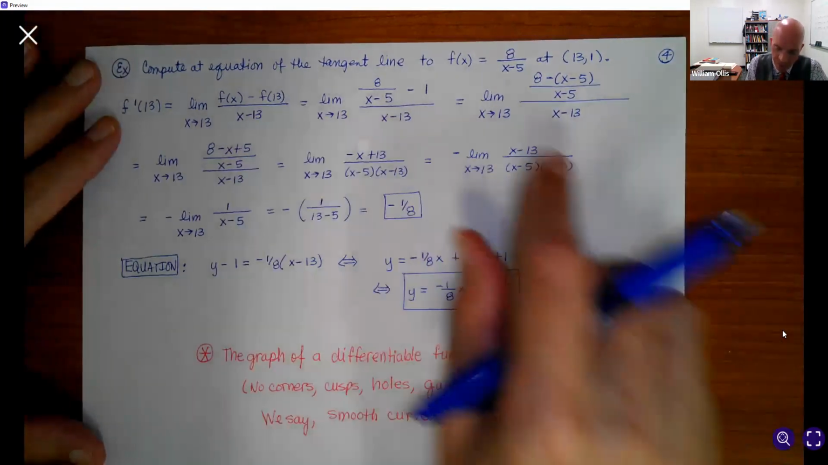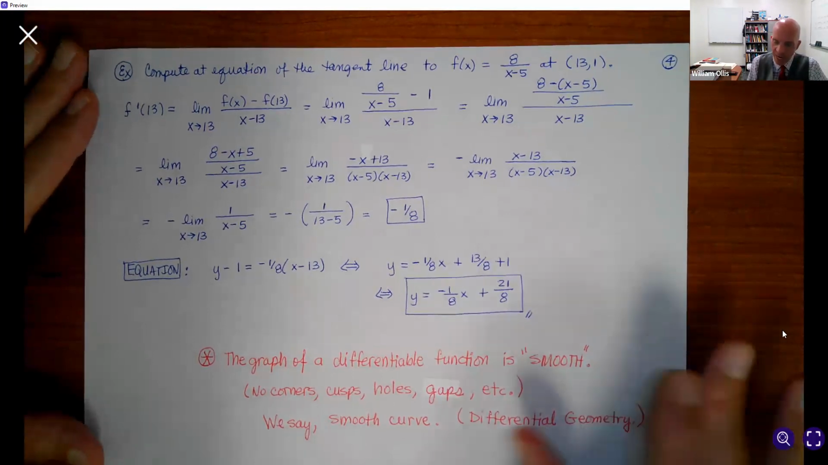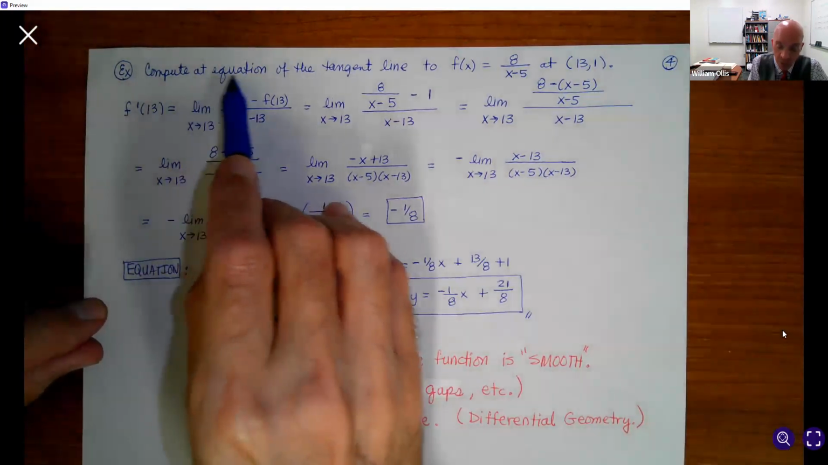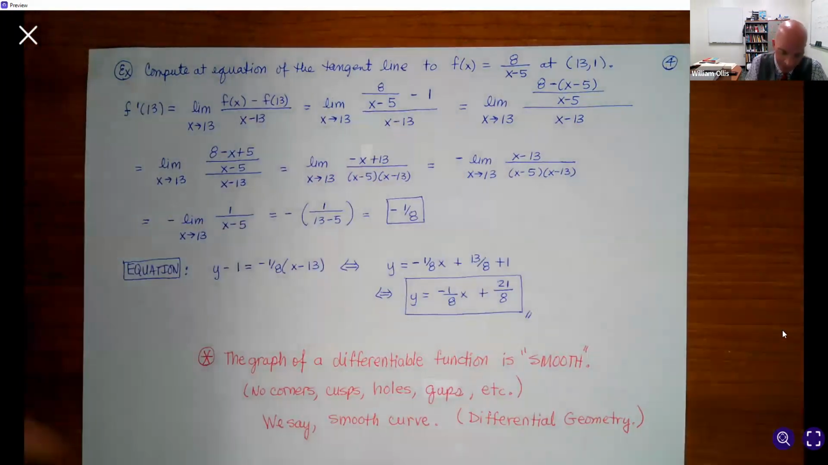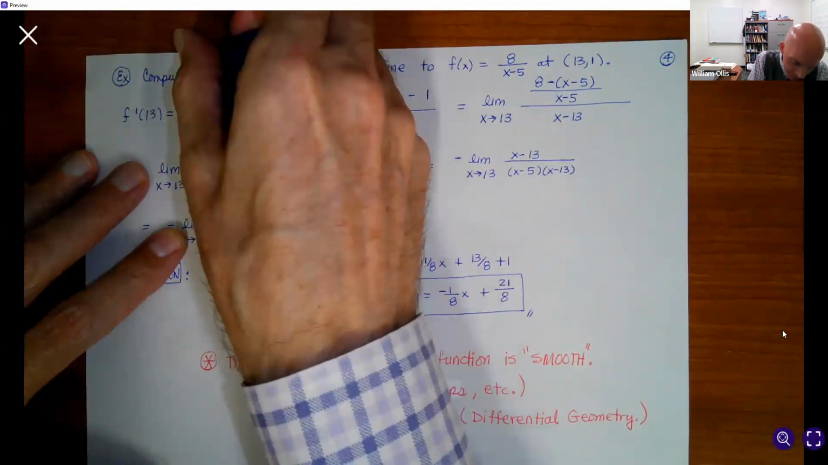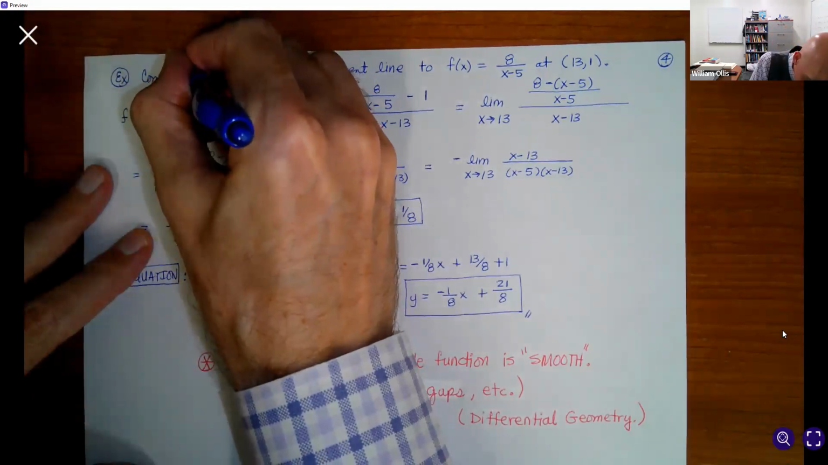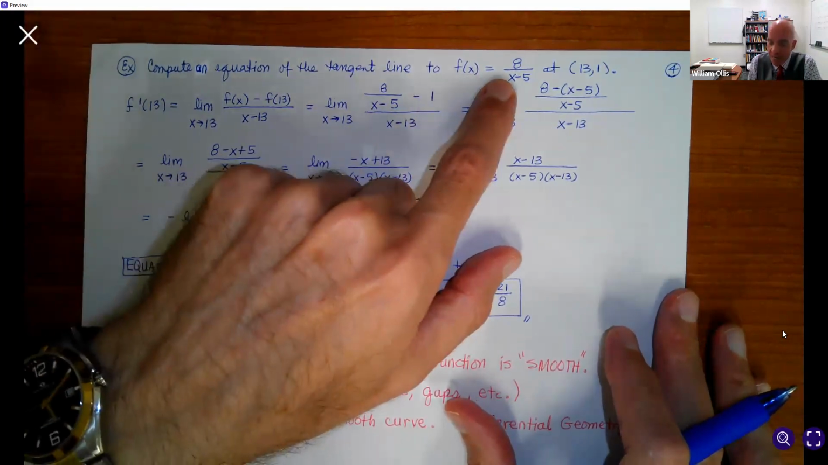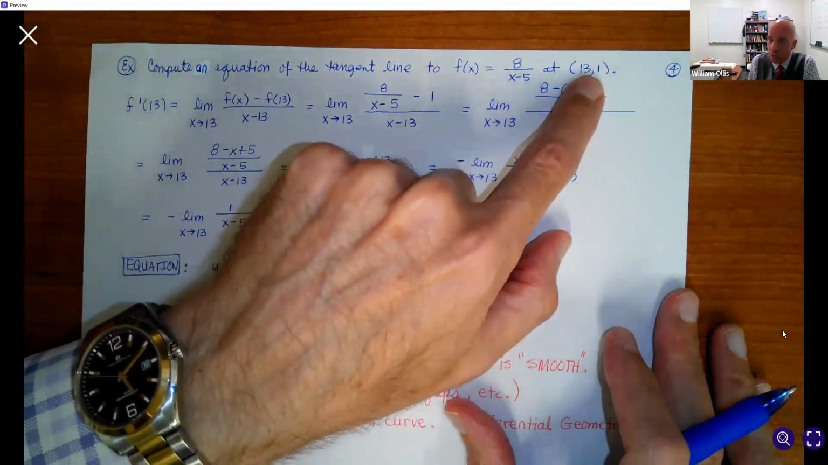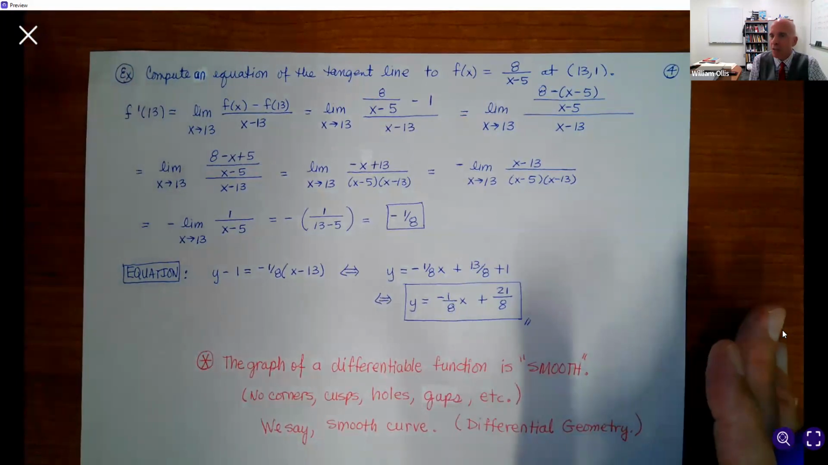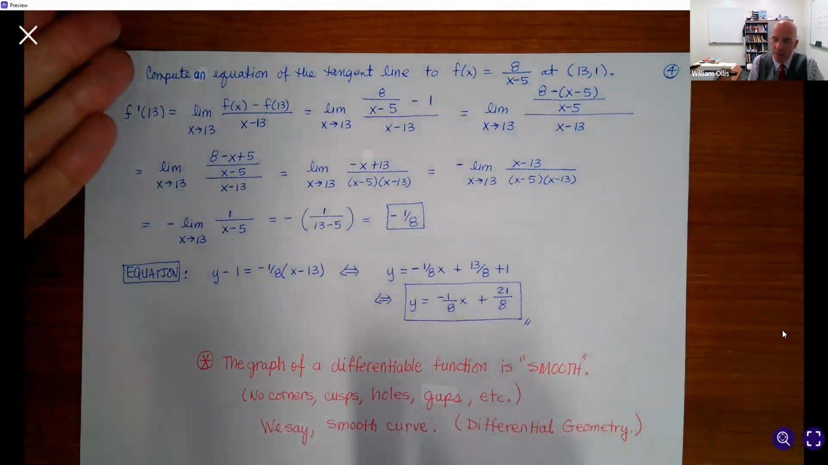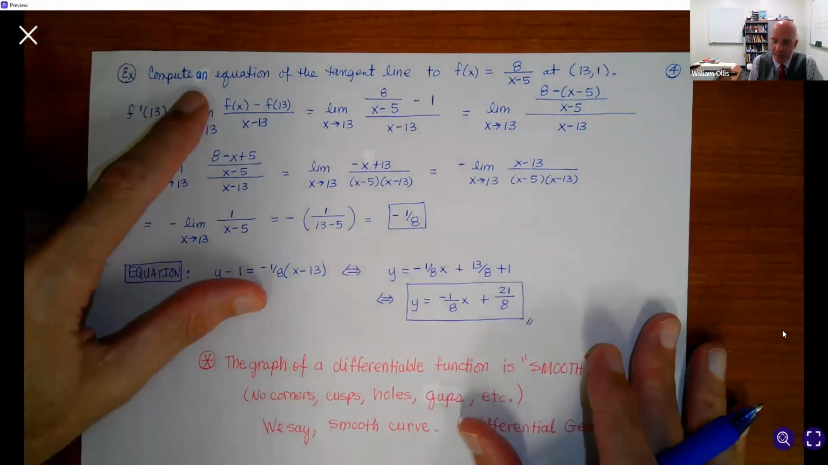So what I've done here, this is what you'll see in some of your homework, and it's very straightforward. That is, it says compute an equation of the tangent line, and actually is what we need there. Let me fix that. Compute an equation of the tangent line to f of x, which is 8 divided by x minus 5 at the point 13, 1. Now, of course, lines are not unique. You can multiply them by any constant and change them. So the equation of the tangent line is not unique. That's why we say an equation.